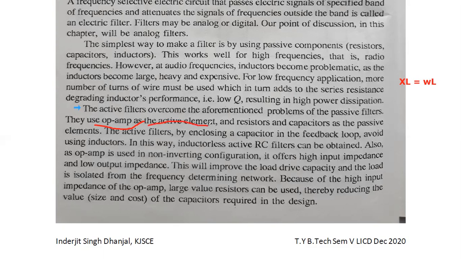an active element as an op-amp, and they will use resistors and capacitors as the passive elements. So basically, active filters will contain an active element in the form of an op-amp, and they will contain resistors and capacitors only in the form of passive elements. So we will get an inductorless active RC filter. And also there is one very important point which we are going to discuss now.